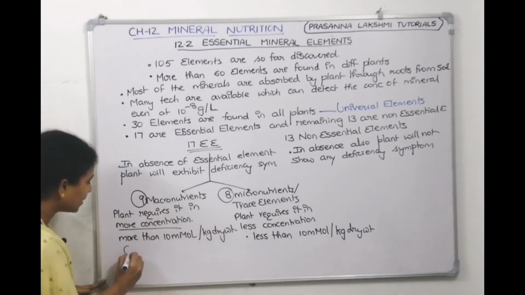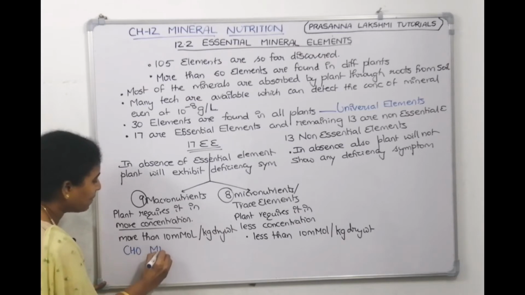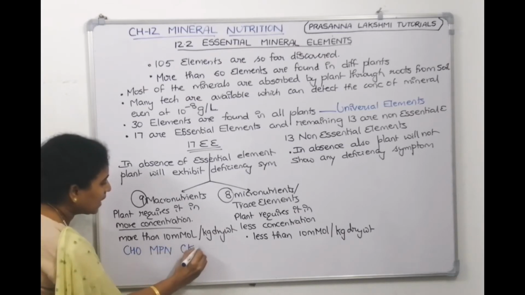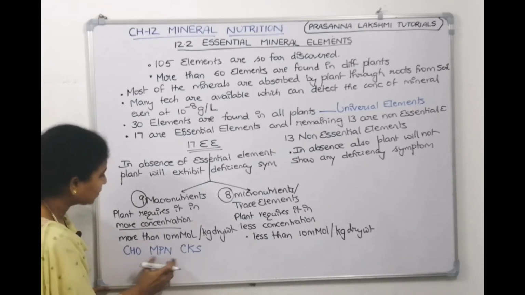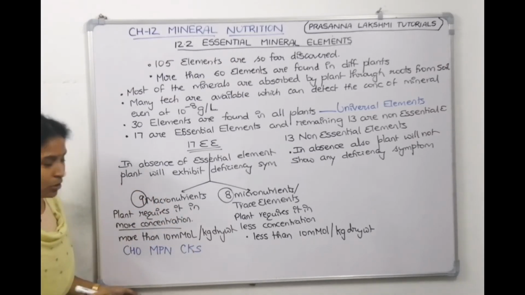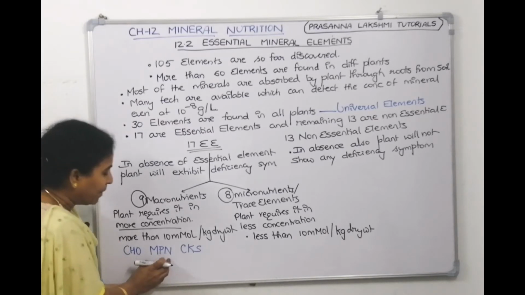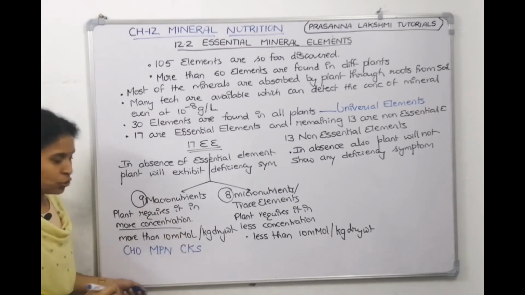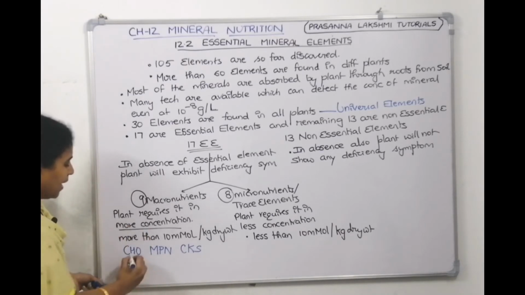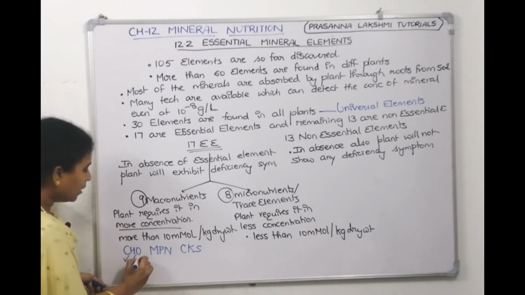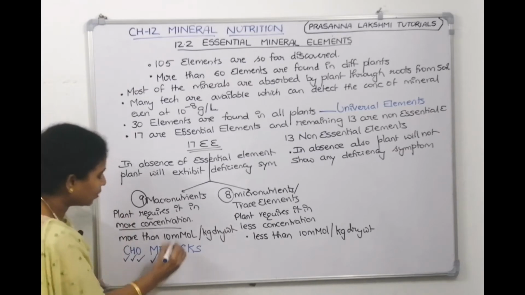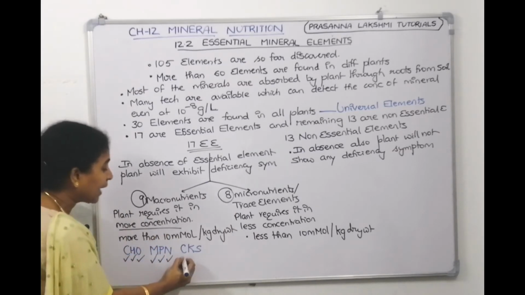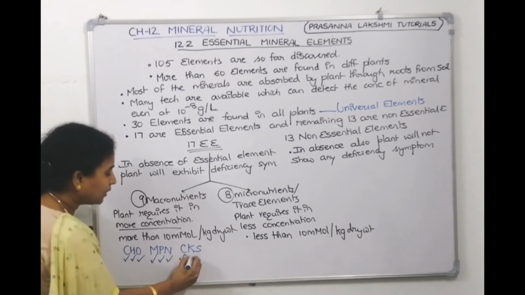I made a code like CHOMPNCKS, which is a code for the 9 macro elements. 3 plus 3, 6 plus 3, 9. So the 9 macro elements are CHO, MPN, CKS. CHO: C for carbon, H for hydrogen, O for oxygen. M for magnesium, P for phosphorus, N for nitrogen. Again C came, calcium it is. Now K, potassium.